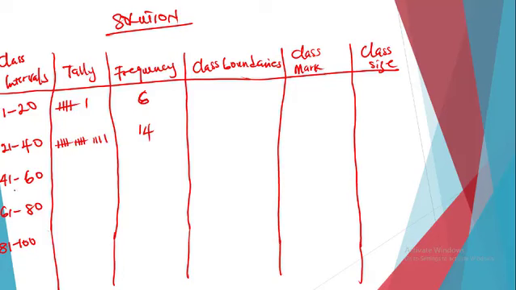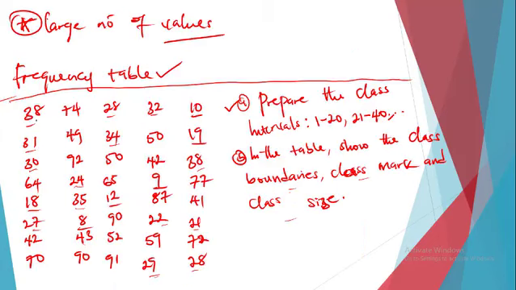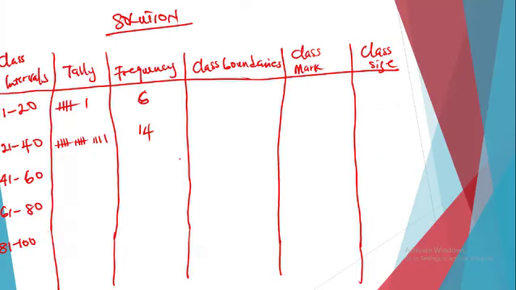Then we look for those under 41 to 60. 41 to 60. 1, 2, 3, 4, 5, 6, 7, 8. We have 41 to 60. We have this 9. There are 9 of them. 1, 2, 3, 4, 5, 1, 2, 3, 4. We write down 9.